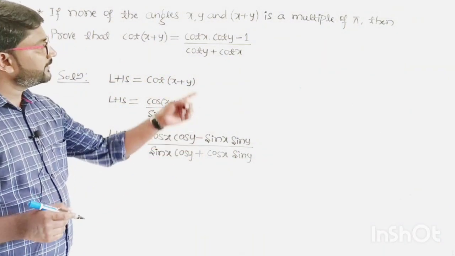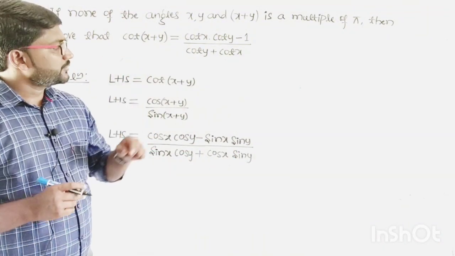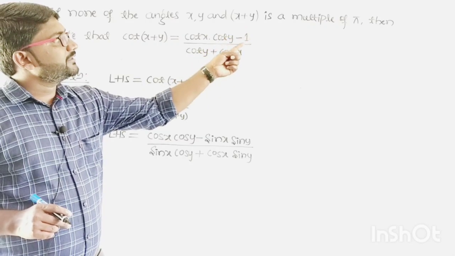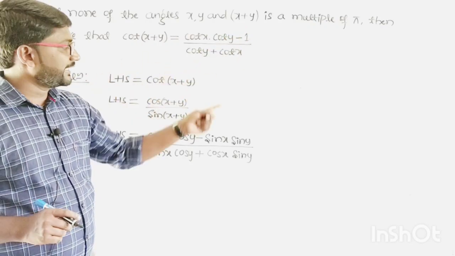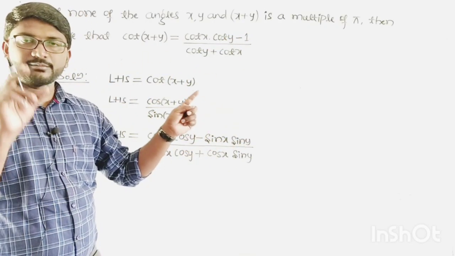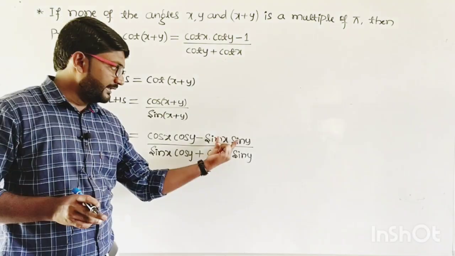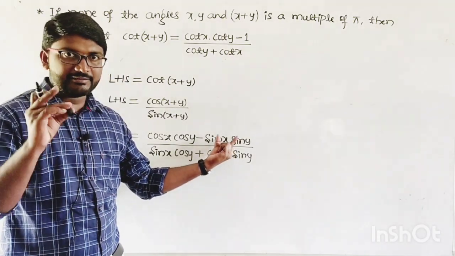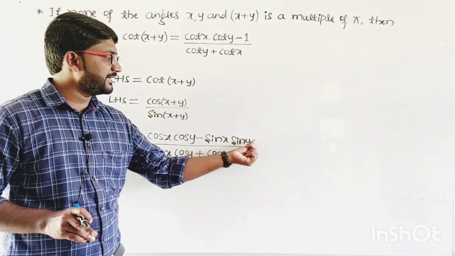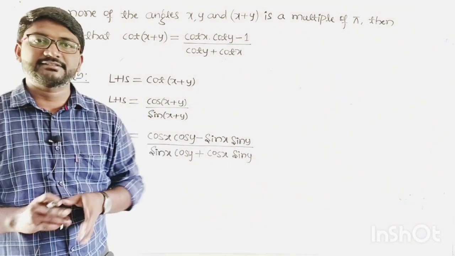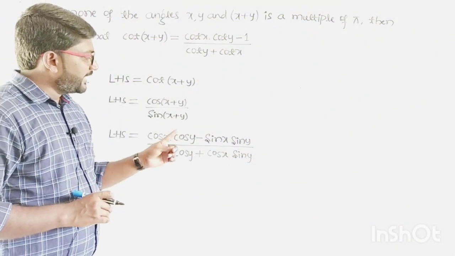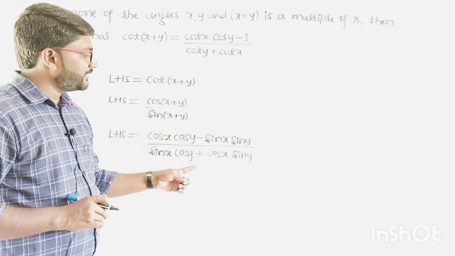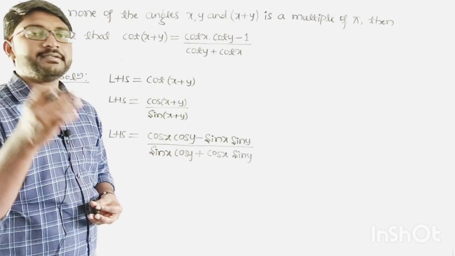Now see the given RHS. Here we need 1 in the second term. For the second term to be 1, see which term is there and divide by the same term. Sin x sin y divided by sin x sin y cancels and becomes 1. So here we have to divide the numerator and denominator by sin x sin y.